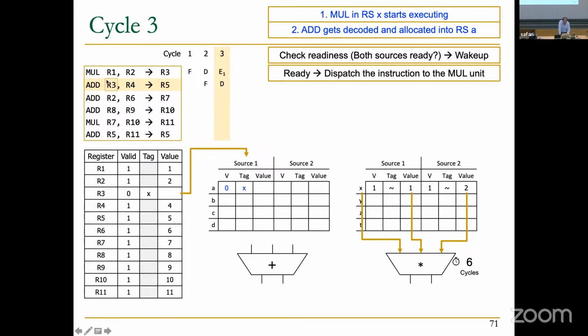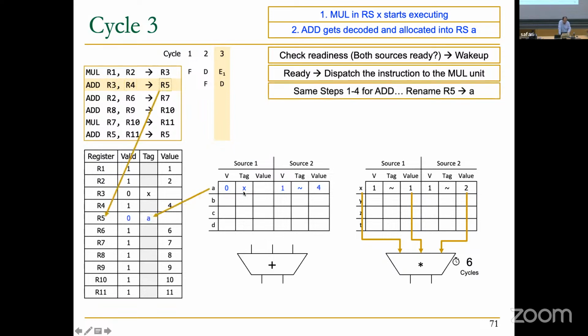So the first operand is R3, and when we check the register file, R3 is not valid, so we use the tag. We just enter the tag value here in the reservation station, just X. And for the value, we don't know, we will see later. And the second operand is ready, so we just add the value in the reservation station. The output will be stored in R5, so we go to R5 and we rename it to A.